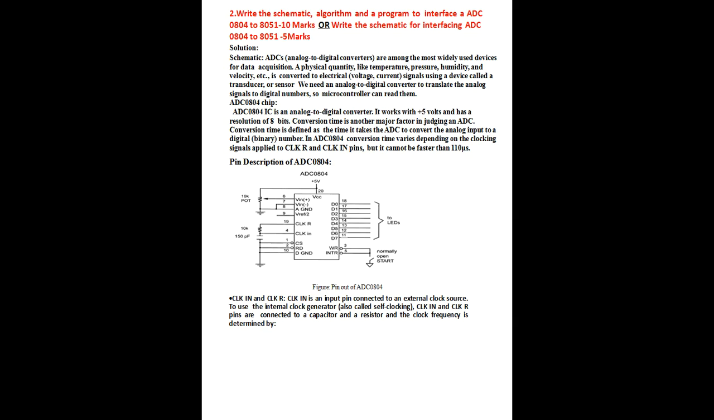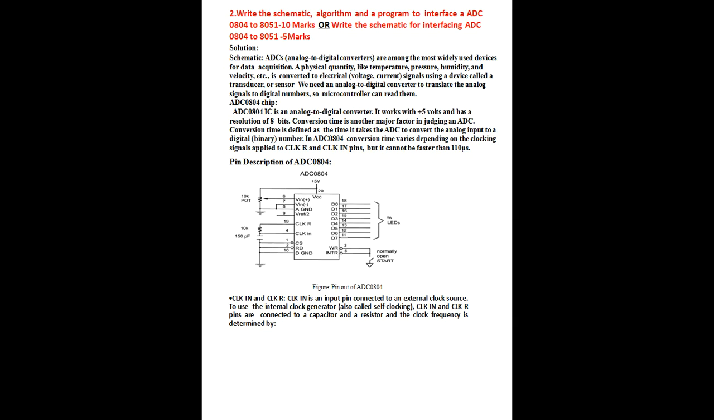In ADC 0804, conversion time varies. It depends on the clocking signals applied to the clock R and clock in pins, but it cannot be faster than 110 microseconds. Here, how conversion time is measured depends on which type of clocking signals you apply to the ADC 0804 through the clock R and clock in pins. The maximum conversion time is 110 microseconds.